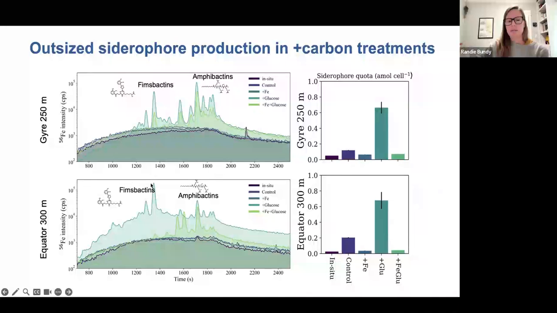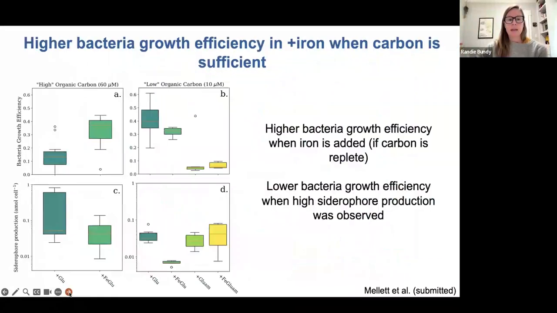And we saw a lot of these kinds of siderophores that we've seen in the marine environment before. Now I'm going to put that siderophore production data here on the bottom, and then on top of it, we have bacterial growth efficiency. What was interesting is that we saw higher bacterial growth efficiency when iron was added in our high carbon or replete carbon treatments. We didn't really see that effect in low carbon.